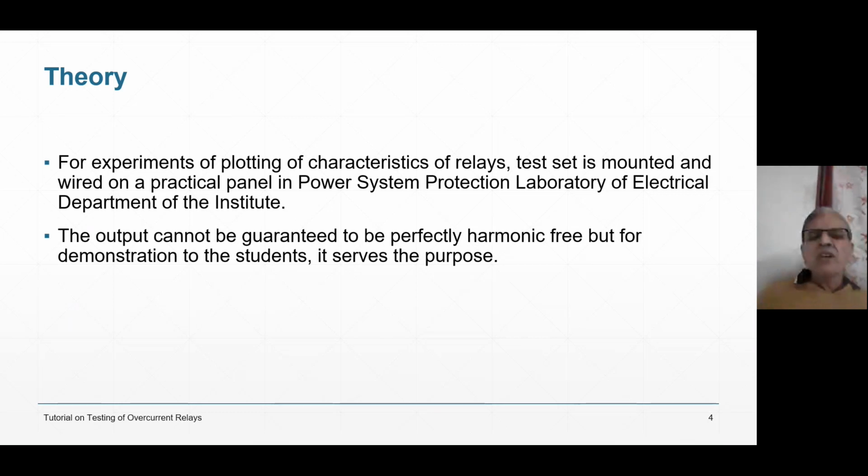But for demonstration to the student, it is all right. You see, if you cannot spend 45 lakhs of rupees and if you can spend only 5,000 rupees, then this is okay. So the only disadvantage is perfectly harmonic free test current wave shape is not possible. That is the demerit of this test set.